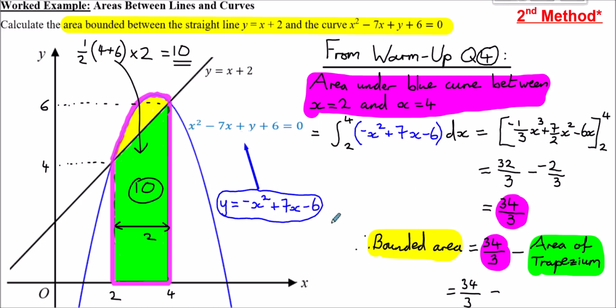So 34 over 3, the area of the whole purple bounded section, minus 10, well, 10 is 30 over 3. 34 over 3 minus 30 over 3 gives us 4 over 3, like we had from before. So just to show you the two separate ways you can do it. You can do it purely using calculus, or you can invoke simpler shapes using just basic GCSE geometry. That's often the simpler way of doing things.